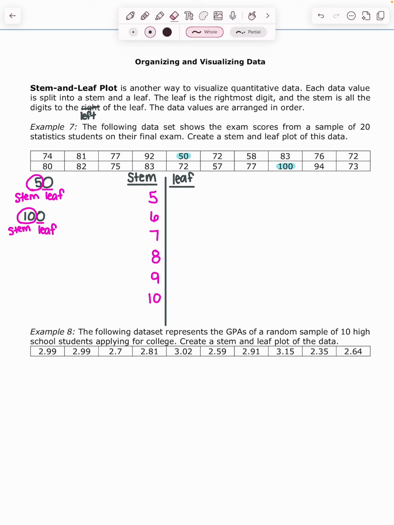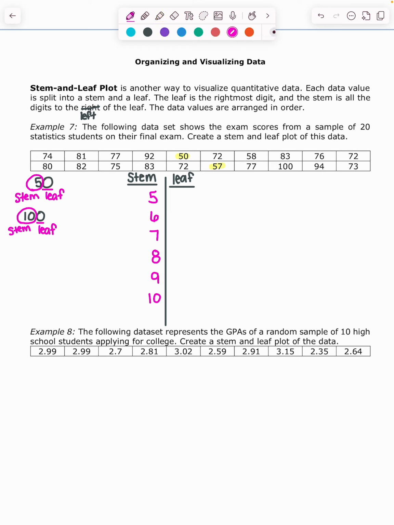So now what I'm going to do, I'm actually going to cheat a little bit. I'm going to undo my highlighting because I'm going to come back through, and you could do this with just different colors of pen if you had them. I'm going to identify all of the numbers that would have a stem of a 5. And so in this case, because the stem of a 5 represented the 50s, that would be any number that's in the 50s. So that's my 50 and my 57.